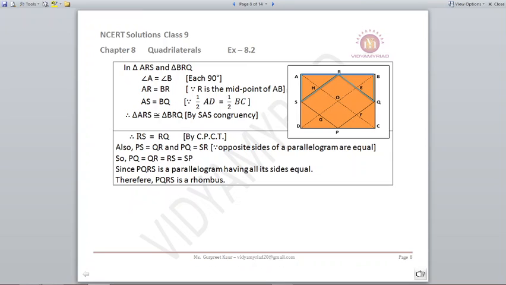Similarly we can say all the other sides are also equal, and in the parallelogram, because we have proved PQRS is a parallelogram, opposite sides are also equal, so adjacent sides are also equal. So we can say that since all the sides are equal and it is a parallelogram, PQRS is a rhombus.